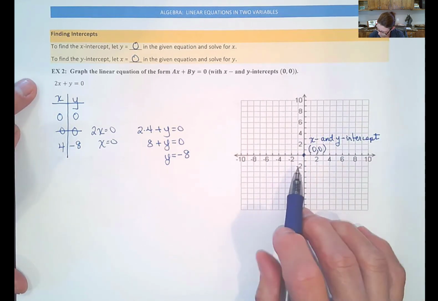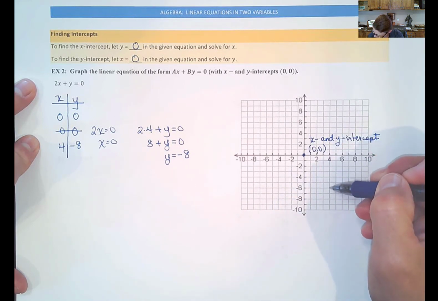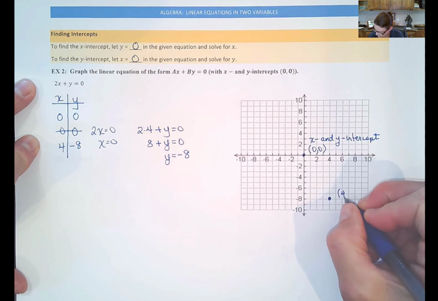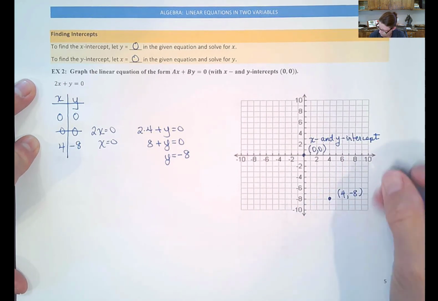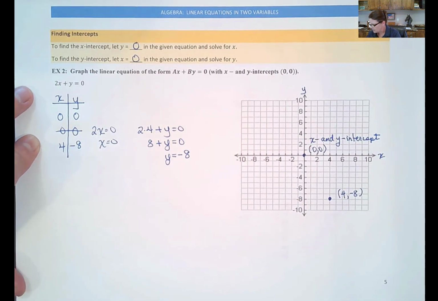And let's plot (4, -8): 4 on the x-axis, down 8 along the y-axis. Two points determine a line. Let's connect the points.